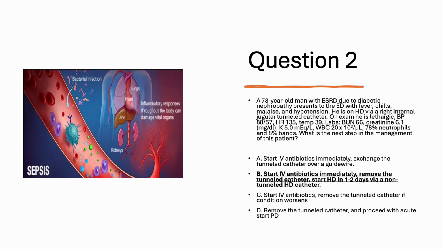Option D, there's no need to proceed with acute start peritoneal dialysis. Moreover, option D does not have starting intravenous antibiotics. So even if you're in a center where they do acute start PD, which is not a bad option, option D would still be wrong because you don't have start IV antibiotics immediately. So it is incorrect. Okay, moving on to question number 3.